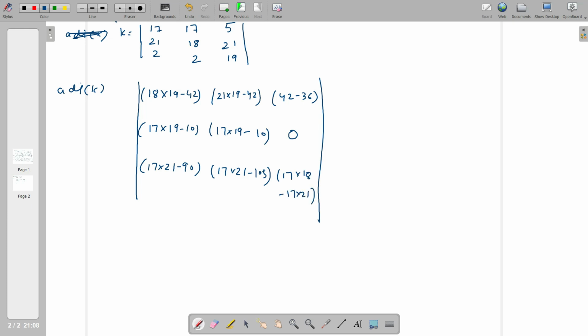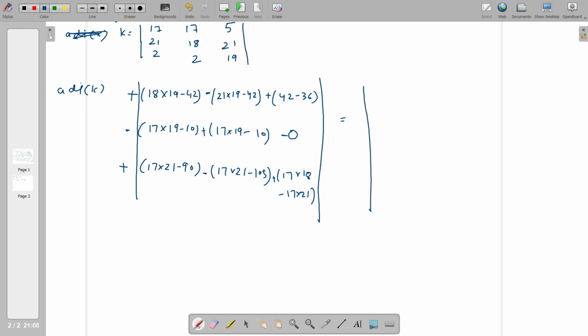This is for the adjoint. And also the signs will alternate, like plus, minus, plus in the first row, minus, plus, minus in the second row. However, for 0 it doesn't matter. Then it will be plus, minus, and plus. Now let's do the calculations.